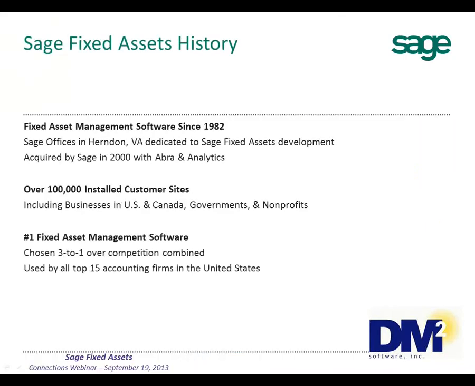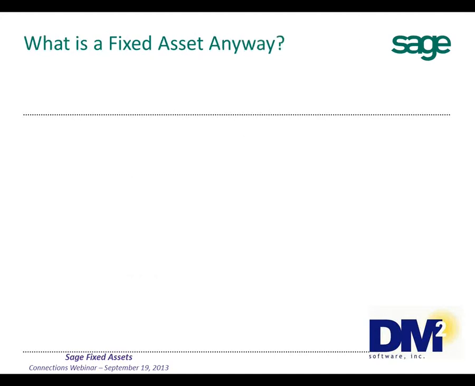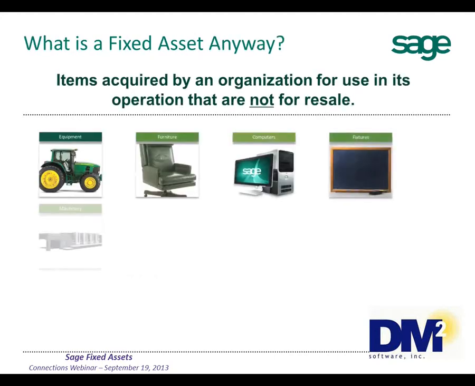Okay, so since today we're taking a look at fixed assets, I just wanted to give you a quick overview of how we actually started off and what we're currently working with right now. We've actually been around since 1982. We were once known as Best Software, as a few people may know. We were then acquired by Sage in 2000 along with Aberrant Analytics, and today we actually have over about 100,000 installed customer sites. In addition to that, Sage has actually been chosen 3-to-1 over our competition, and we are used by the top 15 accounting firms such as Deloitte, Ernst & Young, PricewaterhouseCoopers. That's just to name a few companies that do utilize our product.